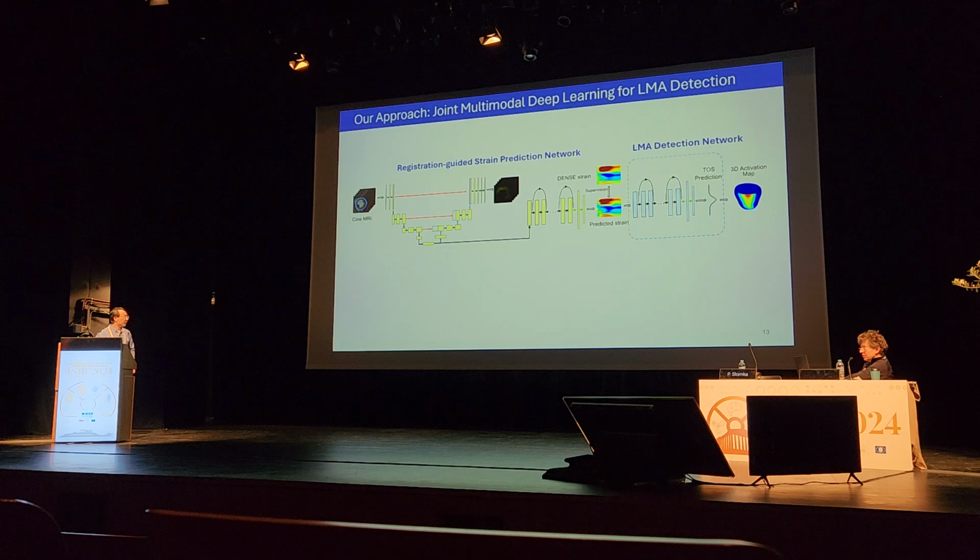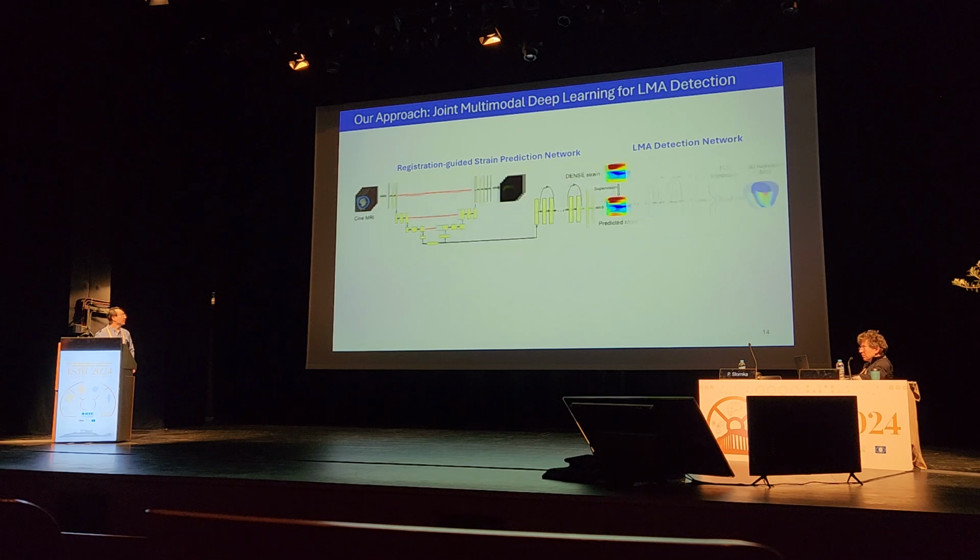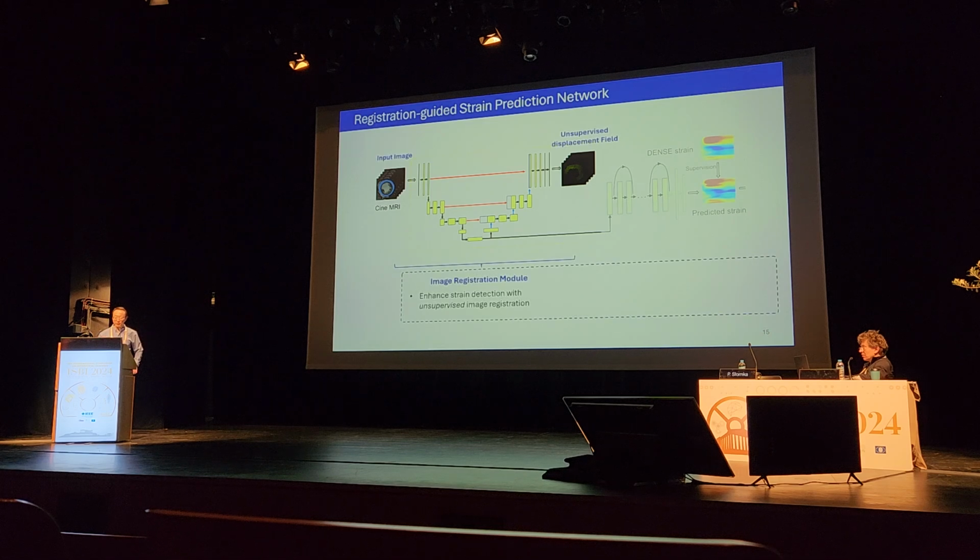Okay, so here are more technical details. This is the full architecture. We have two parts: the reference guided strain prediction network and the LMA detection network. Let's focus on the first one. It has two sub-networks. The first is the image registration module. Here we do not directly map the images to motion. We first track, in a supervised manner, the imperfect but still highly informative motion features from the network.